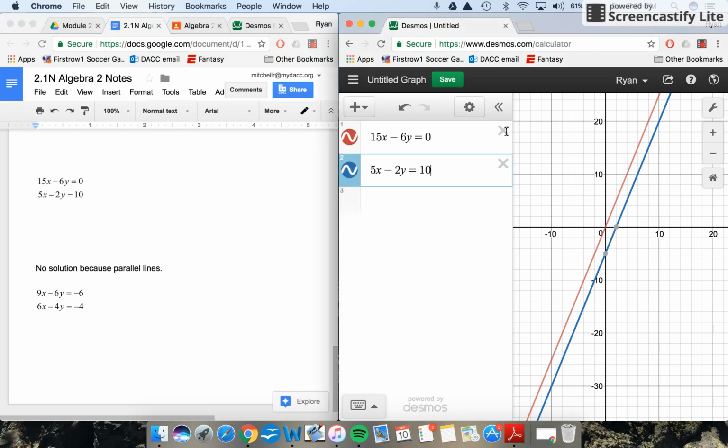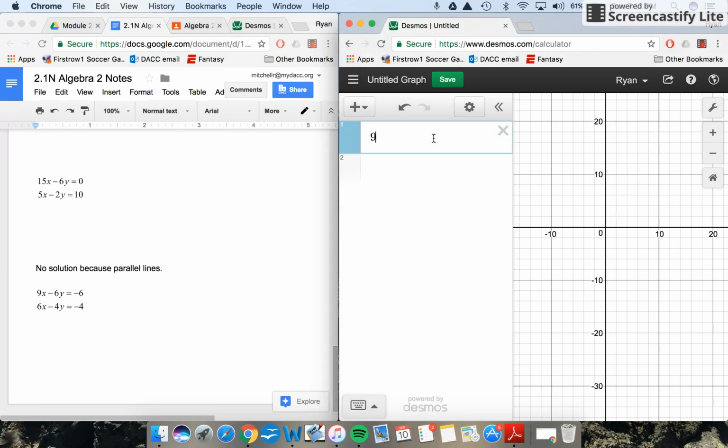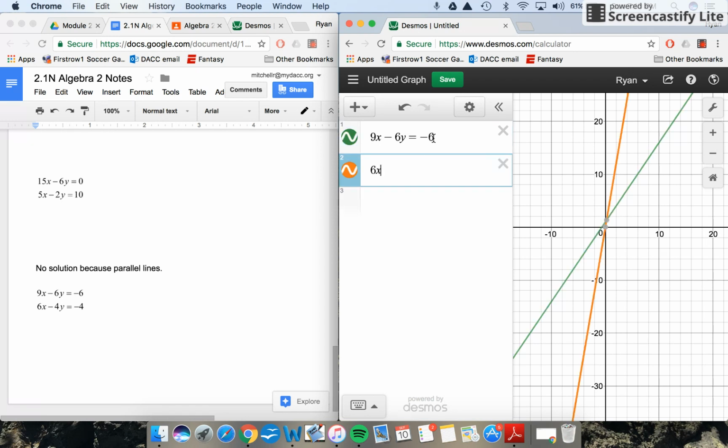And then looking at our last one, there we go. Let me plug these in. 9x minus 6y equals negative 6. 6x minus 4y equals negative 4. And we notice that these are actually the same line. If I hide one of these just by clicking on the green, or I hide it by clicking on the orange, these are the same exact line.